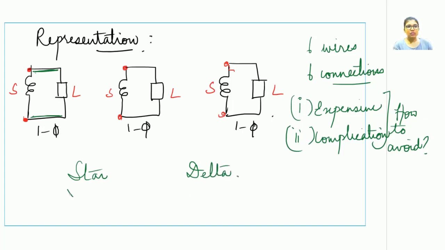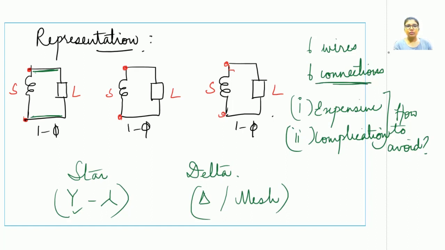The star connection is a Y connection. The Y can be represented as this or it can be represented as this. Whereas a delta is represented with a triangular shape, it is otherwise called a mesh connection. Using the star or delta connection, one is able to reduce the 6 connections into 3, thus saving a lot of wires or a lot of conductors. Now let us see how we can make a star connection out of these 3 phases and how we will make a delta connection out of these 3 phases.